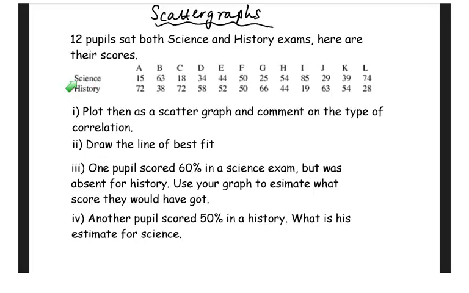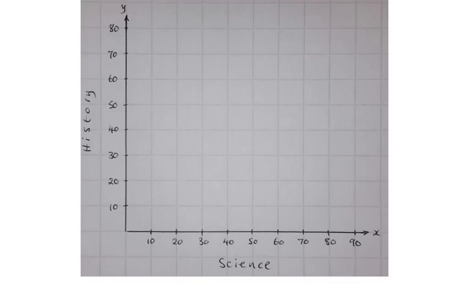I noticed that in science the minimum score is 18 and the maximum score is 85. So let's use a scale that goes from 0 to 90. In history, I noticed that the minimum score is 19 and the maximum score is 72. So let's choose a scale going from 0 to 72.